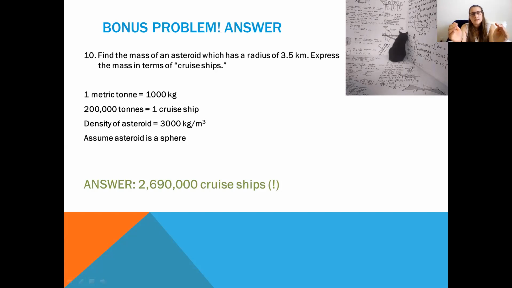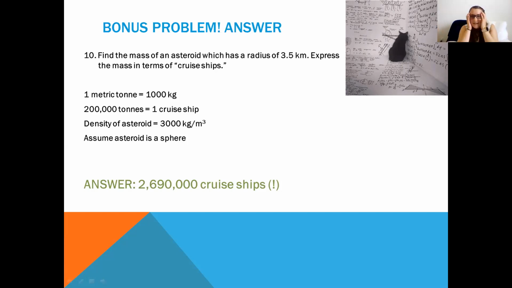So we need to take that answer that we got in kilograms and set up our ratios like we talked about yesterday. Since we have kilograms on the top of our first ratio, we want kilograms in the bottom of our second. So we have 1 metric ton over 1,000 kilograms times our second ratio, 1 cruise ship over 200,000 tons. That way kilograms will cancel out, tons will cancel out, and we're left with just the unit of cruise ships. So our final answer is over 2 million cruise ships.